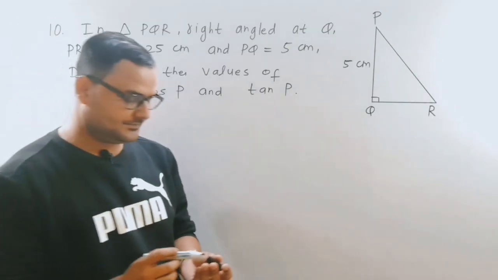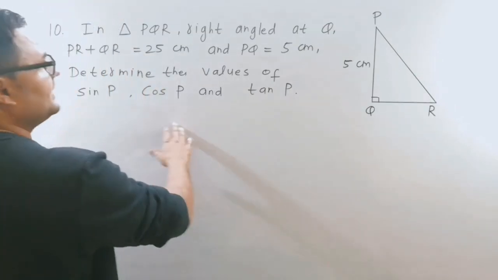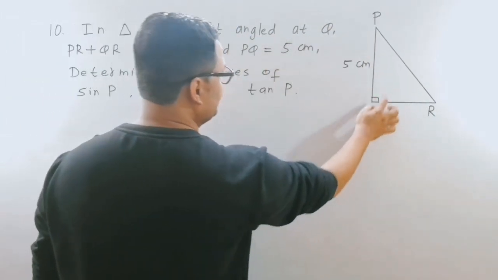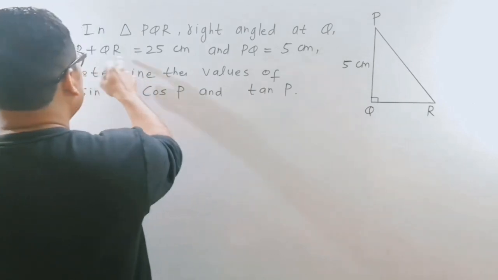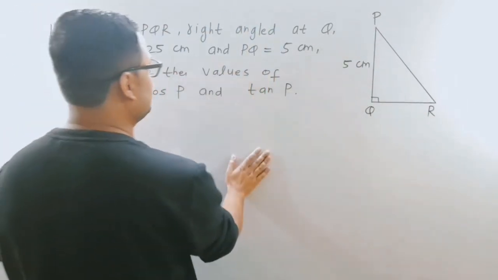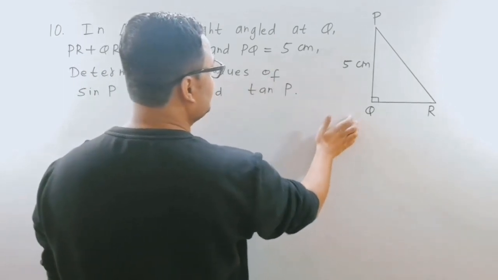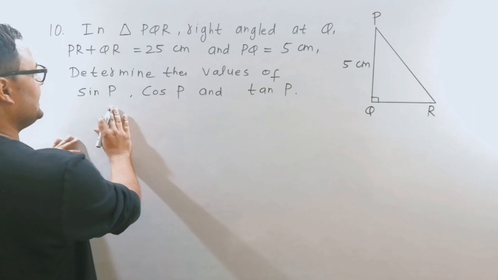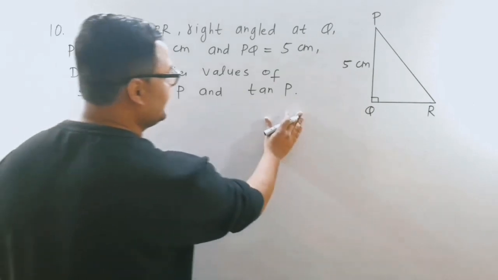Question number 10. The question is, in triangle PQR, right angled at Q, this Q is 90 degree, PR plus QR is 25 centimeter and PQ equal 5 centimeter. So we have to find the values of sin P, cos P and tan P.